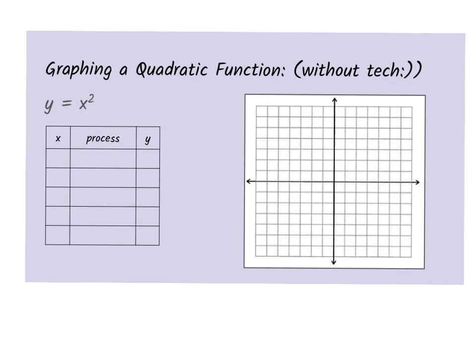So when we are graphing a quadratic function without technology, we're going to do just like we did with linear. You're going to pick values for x, substitute them in to get the y values, and then you have points to plot.